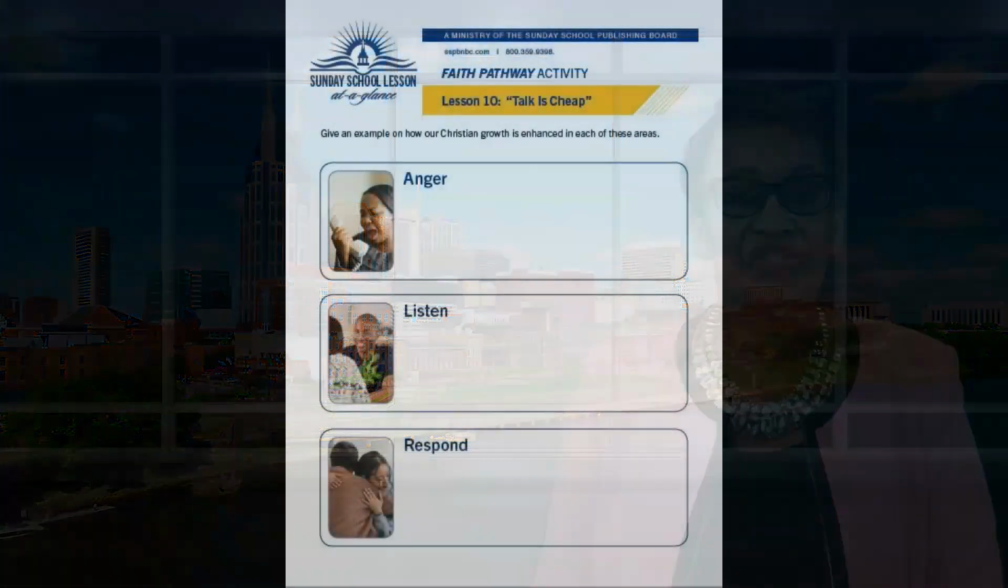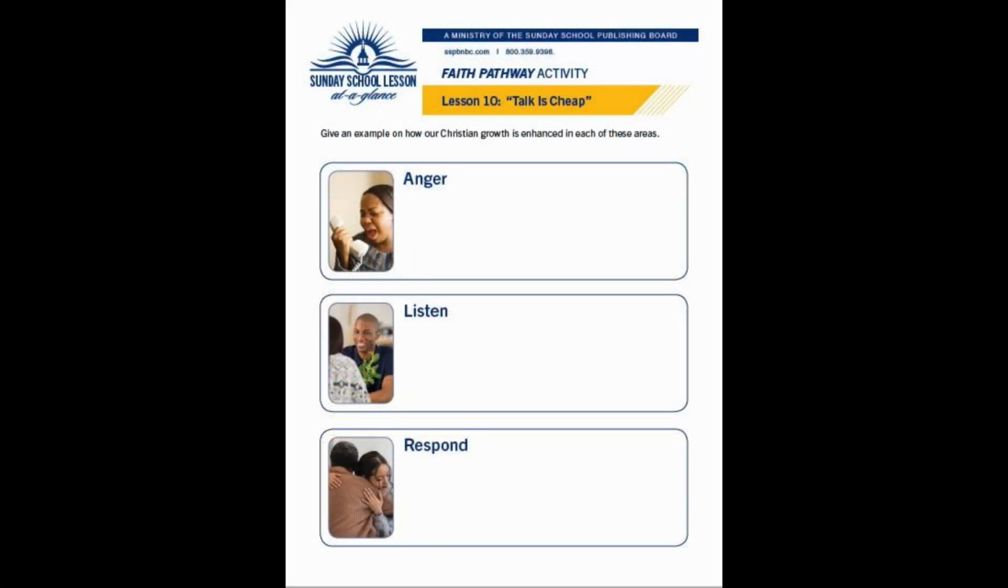Now I'm going to share an engagement activity that you can use when teaching this lesson. Using the activity sheet as shown, using the words anger, listen, and respond, which are very much a part of this week's lesson, have students give an example of a conversation that might lead to anger, or they can use a personal encounter that they may have had with someone.